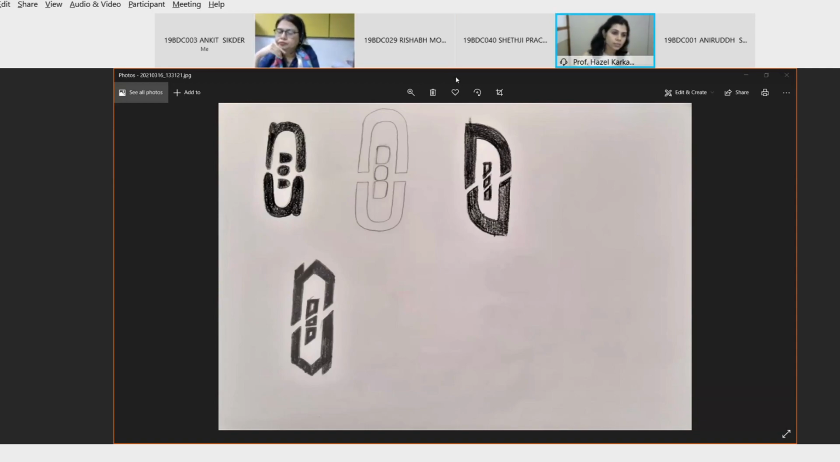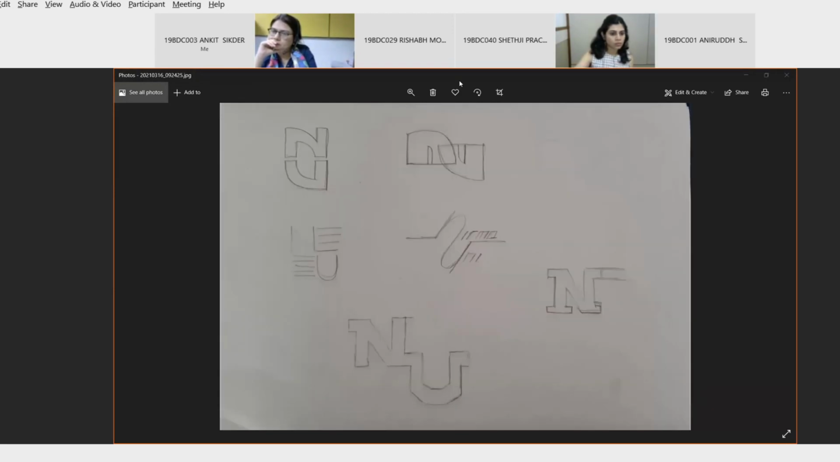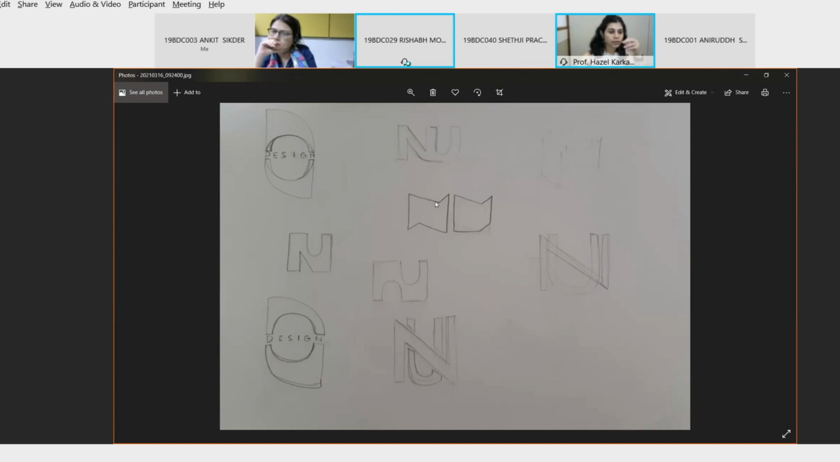Can you go back, Rishabh, and make it to the second page? This page. Yeah, proceed. I think that this one sort of is interesting. I think the kind of tension that it creates while still being balanced, I mean, referencing the architecture, I find this one interesting. Can you pull up one more? Yes, ma'am.